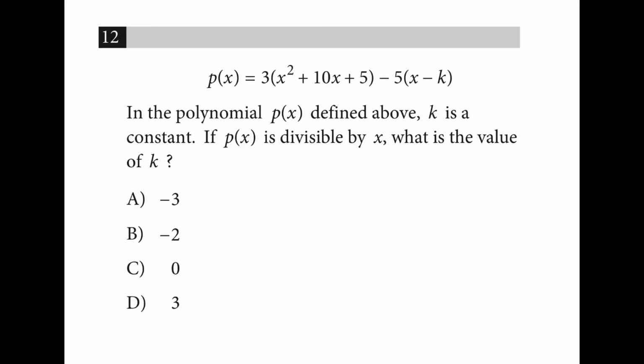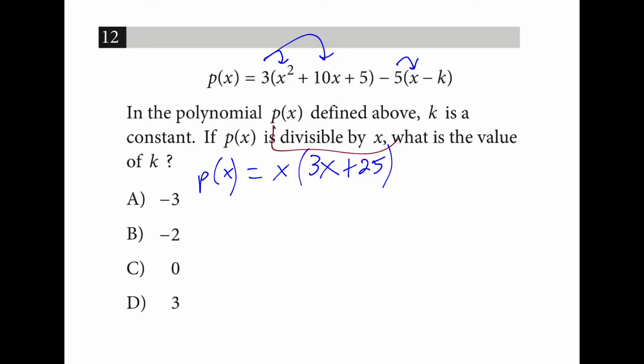So if the whole thing is divisible by x, that suggests that one of the factors is x, another one might be 3x plus 25. That doesn't have to be exactly right. I'm just eyeballing it by looking at the polynomial and figuring out these terms here. But the important thing is it's a factor because it's divisible by x.